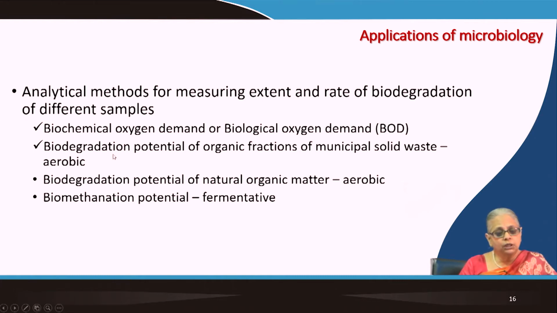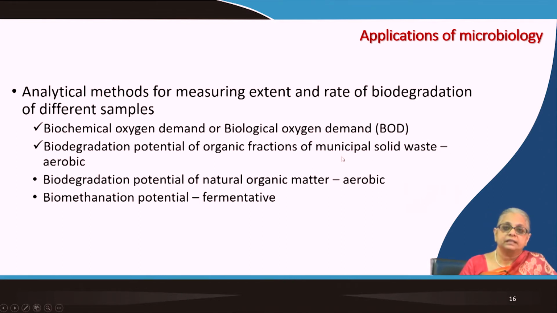Then we come to the degradation potential, or you can also call it the biodegradable fraction of the organic fractions of municipal solid waste. Now this seems like a mouthful. Let me explain. So municipal solid waste is a mixture of different types of materials. It's got recyclable materials like paper, plastic, glass, metals, and so on. And it also has food waste, garden waste, street sweepings. So you have soil, you have dirt, all kinds of materials are present in municipal solid waste.